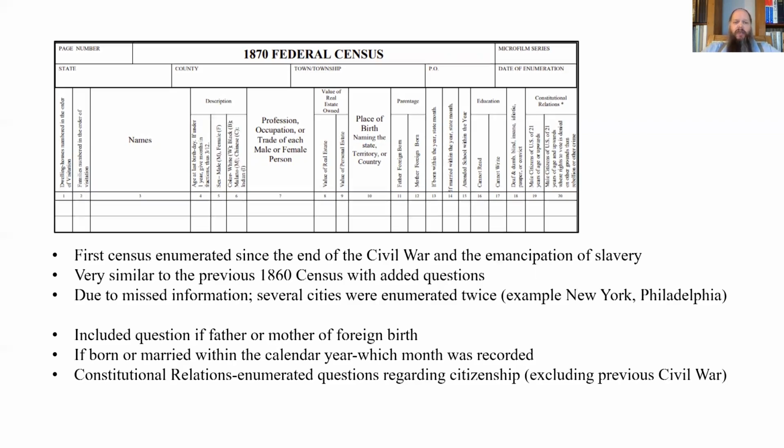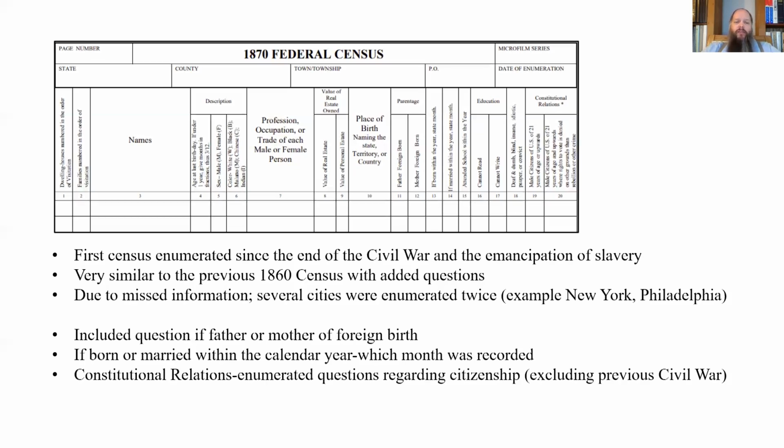It was very similar to the 1860, but due to misinformation, several cities were enumerated twice. 2 examples of cities that had that done were New York and Philadelphia. There were obviously others, but these 2 large urban cities had their census returns taken twice. It included a question on whether your parents were of foreign birth. This was a new question.